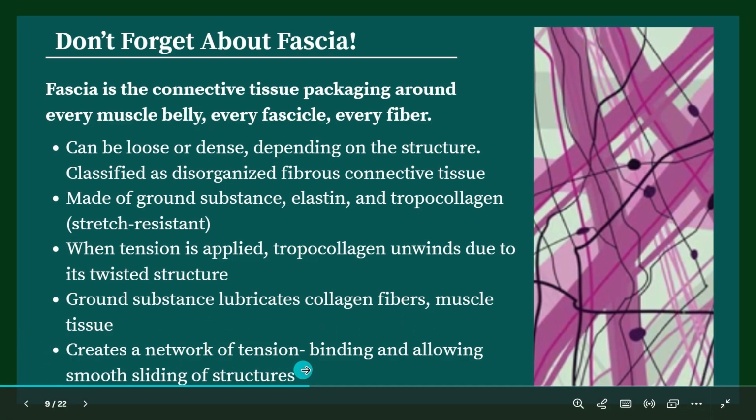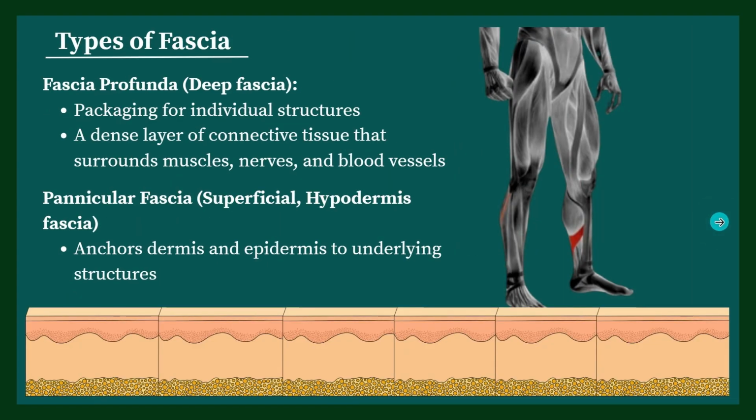So it creates a network of tension, binding, and allowing smooth gliding structure. So we need that fascia, and it's all over our body. We're going to talk about the different kinds of fascia that we have. And in the next video, I'm also going to be talking about the complete structure, the anatomy of skeletal muscle, including the fascia, and all the ways that fascia packages every single layer of the muscle tissue.